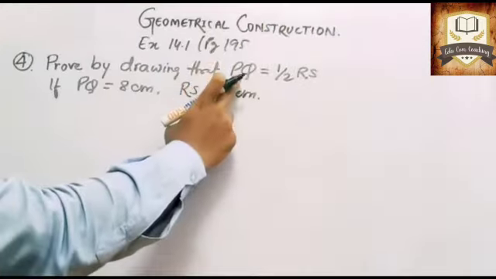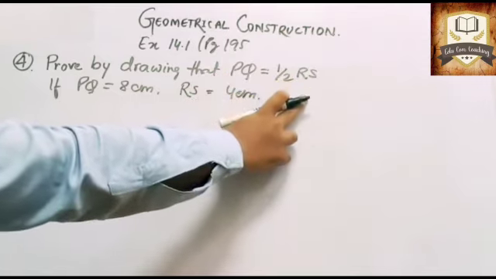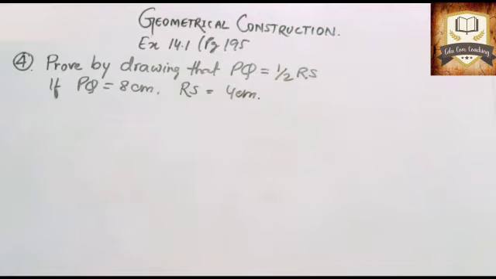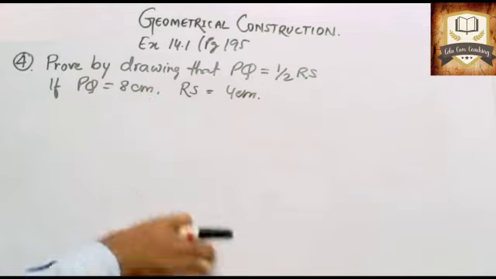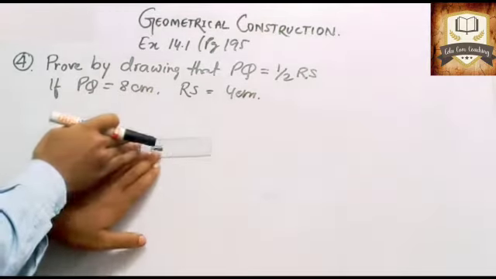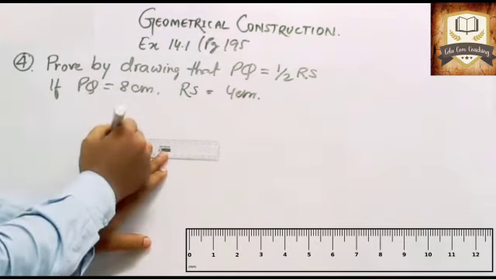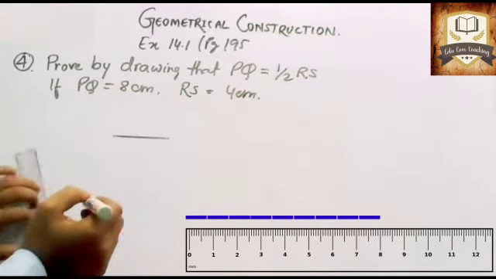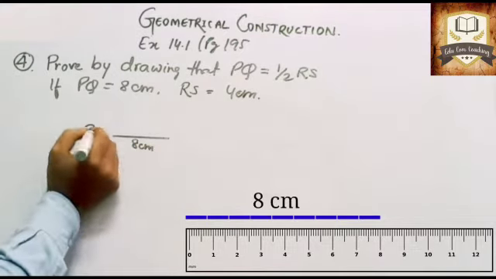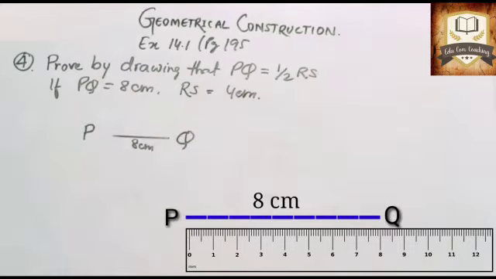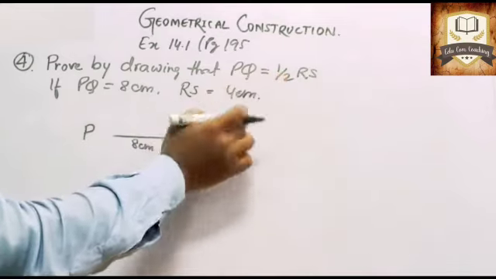You have to prove that the line segment PQ is half of RS or not. Okay, so first of all we have to construct a line segment of 8 cm with the help of a ruler. Here, 8 cm, this is P and Q. Okay, now we have to prove that this is half of RS or not.